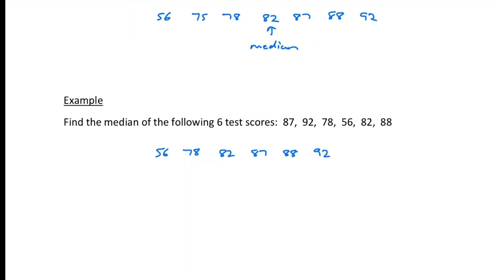In this case, when I look to find the exact center value, there isn't one because it's sitting somewhere between 82 and 87. There's 3 values to the left of that position, 3 values to the right. So in order to find the median, we are going to take the average, the mean, of those 2 values. We're simply going to add 82 and 87, divide by 2, and our median is 84.5. So that's how you find mean and median.